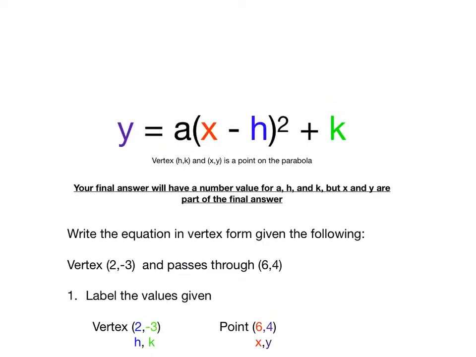And if we look, I have some of the variables highlighted in different colors. We should always remember that in our formula, the y and the x are always an ordered pair that is on the parabola. Your h and your k represent your vertex of your parabola, and a is that value out in front that tells you a little bit more about if it's reflected, stretched, or shrunk.